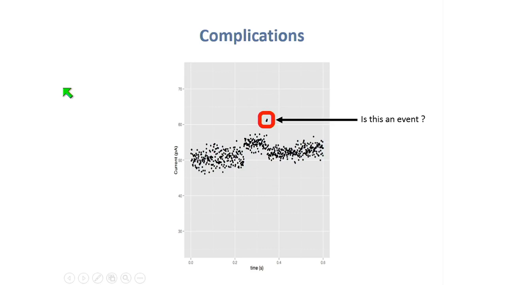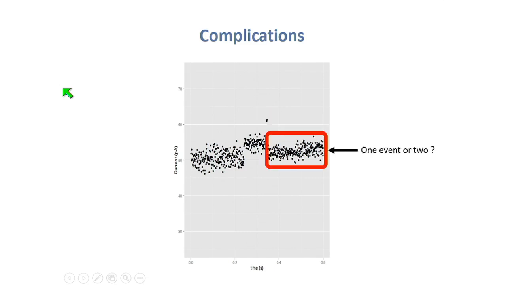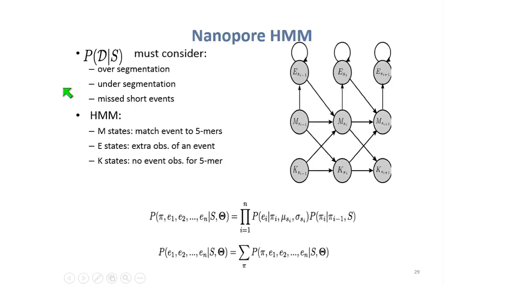So for example, in this signal trace, which is a real signal trace, when you see that outlying peak there, is that an event or is that just a bit of noise? And those are the kind of decisions that you have to make. Likewise with this here, is that a single event or is that two events with a slightly different mean representing two different bases? And you can see that by eye, that's a little bit hard to pick out.